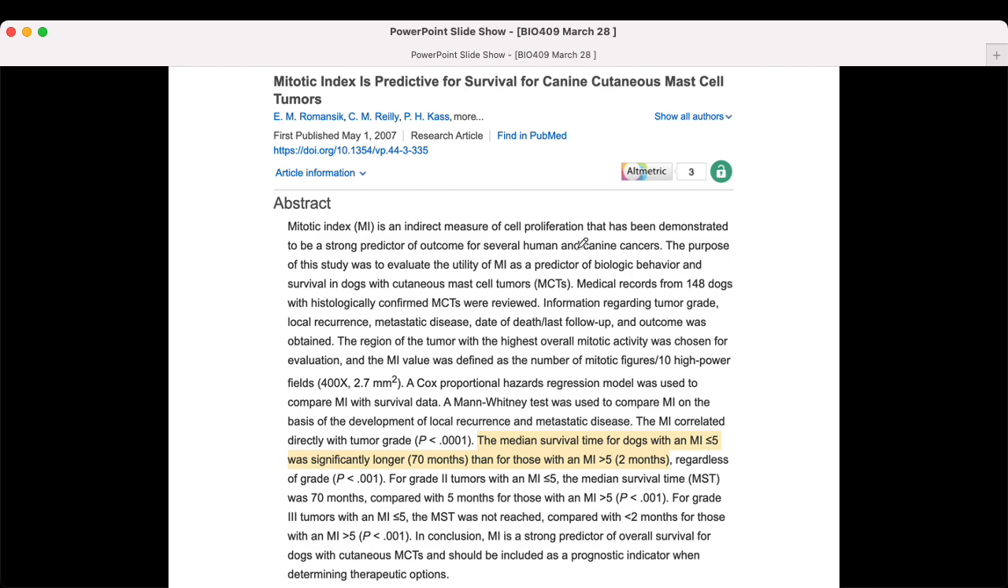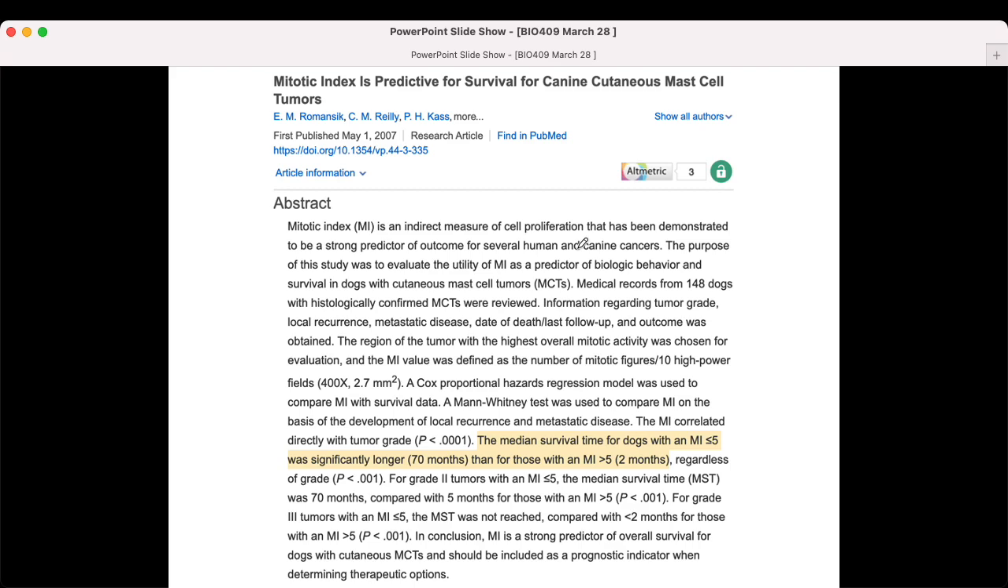All right, so here's just one highlighted point. They're using mitotic index in a research article, and it says mitotic index is predictive for survival of canine cutaneous mast cell tumors. Canine means dog, so we're just talking about pet dogs, and dogs and other pets get cancer. And sometimes people have that tested at the doctor. Same thing, the doctor would take a little bit of tissue from that dog's cancer and look at it under a microscope, like that, okay?